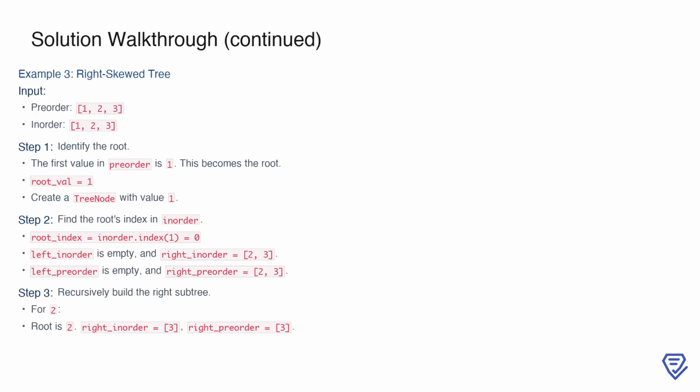Now consider a simpler example where the tree consists of just a single node. The preorder and inorder traversals are both 1. As before, the first value in the preorder traversal, 1, becomes the root. Since 1 is the only element, there are no left or right subtrees. This means both the left and right children of the root are None. The final tree here is just a single node with the value 1.